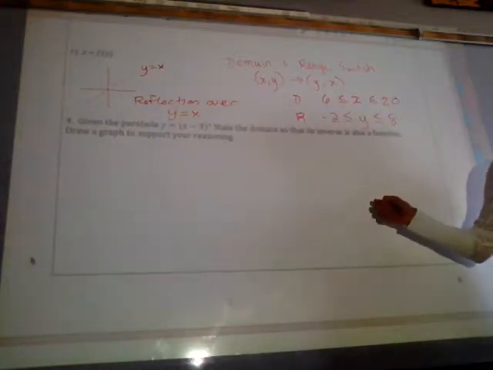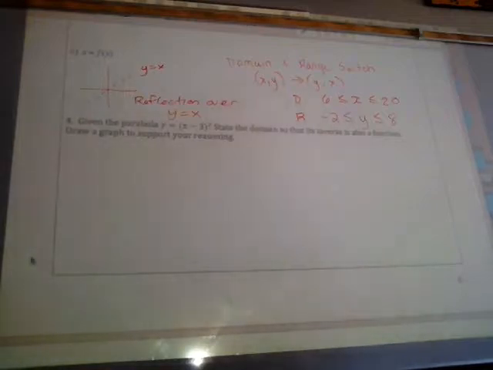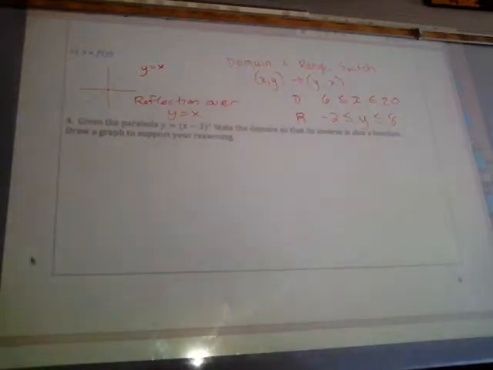Alright. Okay, number 4. This is a question you guys have seen a few times, I believe, on your portfolio. I'm pretty sure on your midterm, on the unit test for this unit. Given the parabola y equals (x minus 3) squared, state the domain so that its inverse is also a function.